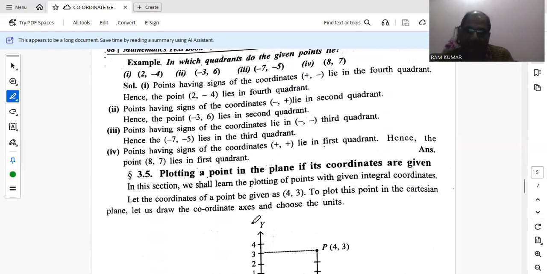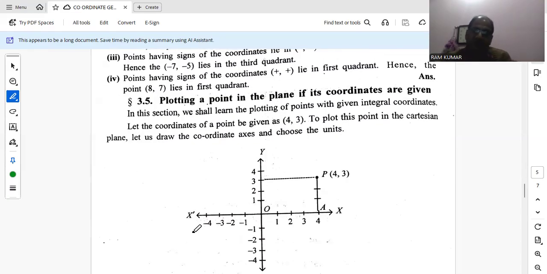You can see the example. Now how to plot a point in the plane if its coordinates are given. Means you should learn how to plot the points. Suppose I'm taking here one example, point P, whose coordinates are 4, 3. Then how will we represent it? The x coordinate is 4 and the y coordinate is 3.